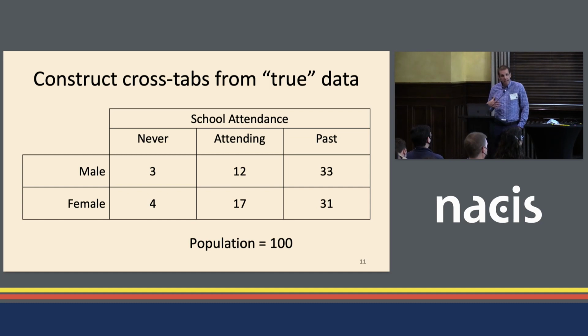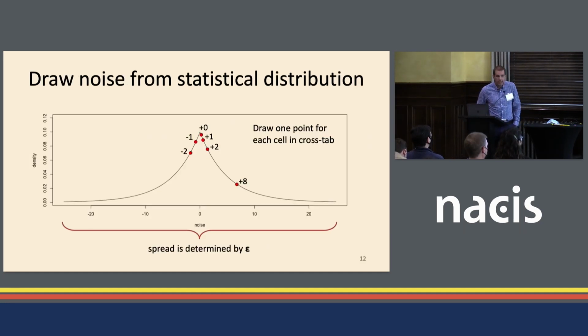Now, to make these data differentially private, what we do is we draw a statistical distribution, and there's lots of ways to do this, and you draw a random value from that statistical distribution, and then that is your noise value that you then apply to a cell in that crosstab. And the key thing to know about this is that the spread, the width of that distribution controls the magnitude of the noise that's injected into those counts.